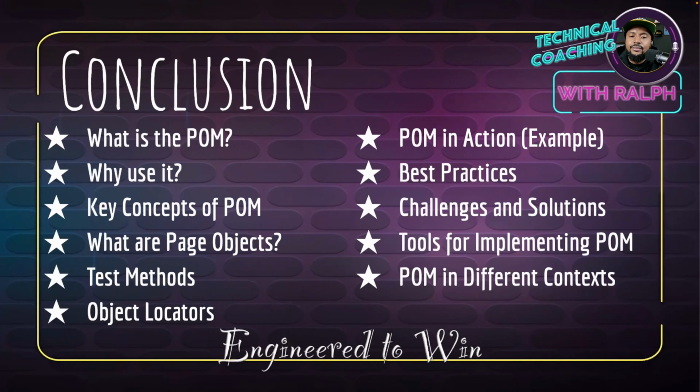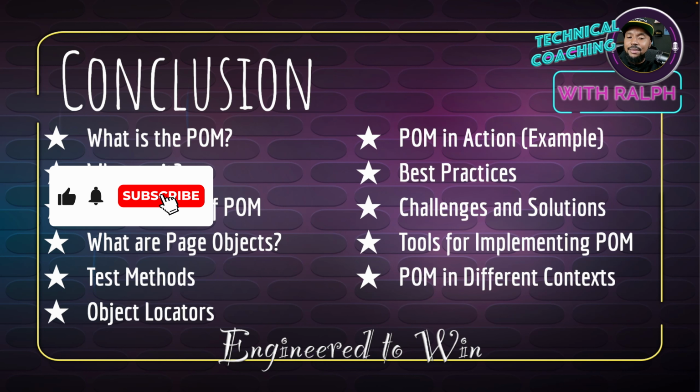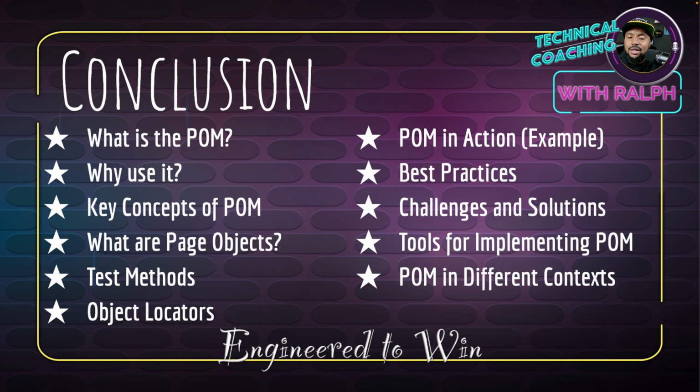All right. So, in conclusion, we discussed what the page object model is, why we should use the page object model, some key concepts of the page object model, and we actually defined what the heck page objects are, right? And then we went into the test methods and the object locators. We showed some examples of the page object model. One, a very basic example that we saw as a picture in the presentation, but then we also went into the Webster Stores technical project to see a real implementation of how the page object model is going to be used within a framework.